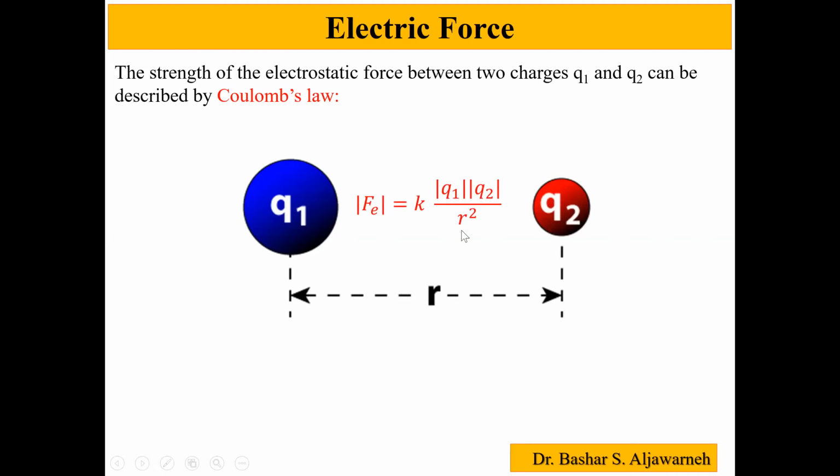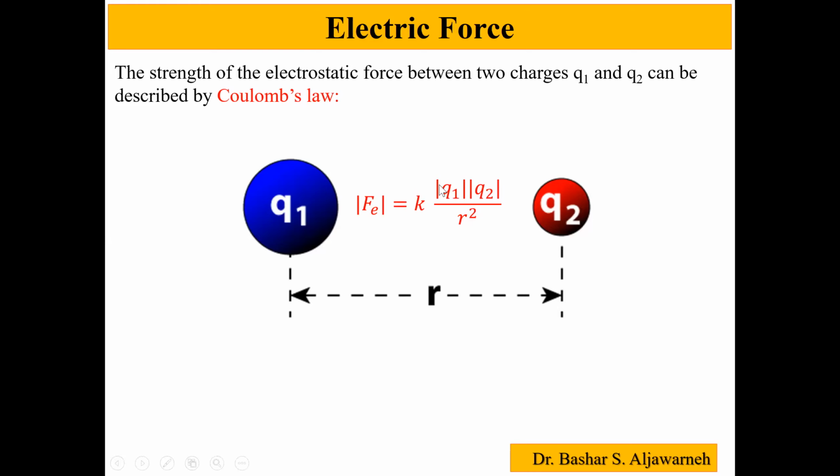Now, you need to know the following. The electric force is a vector, which means we have magnitude and direction of the electric force. This is number one. Number two, Q1 and Q2 should be in magnitude. For example, if I have Q1 like -2 microcoulomb, when I plug it in the formula, I have to substitute it as a +2 microcoulomb.